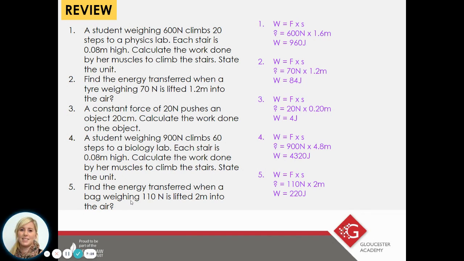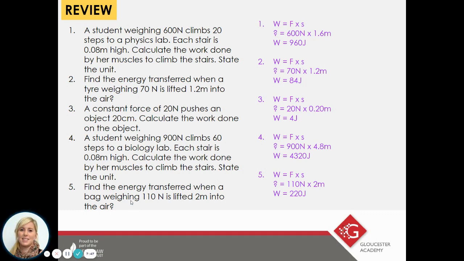Now it's important to note for this one that in the question, they specified 20 centimeters, but actually you should know that you have to convert into meters. So you would divide by 100 because there's 100 centimeters in 1 meter. So 20 centimeters is actually 0.20 meters, and we get the final answer of 4 joules.